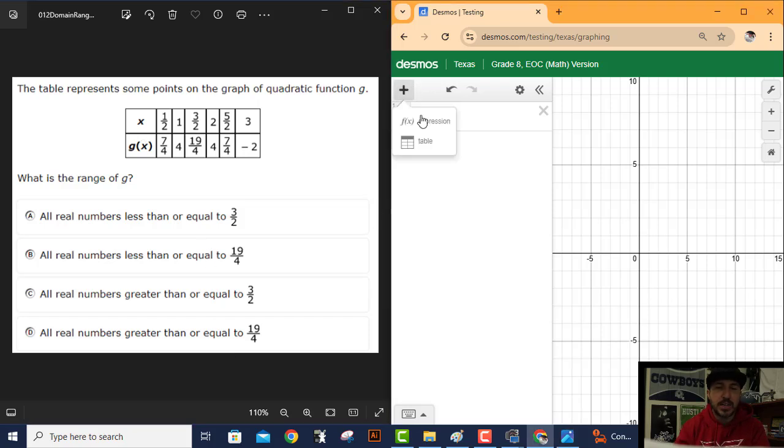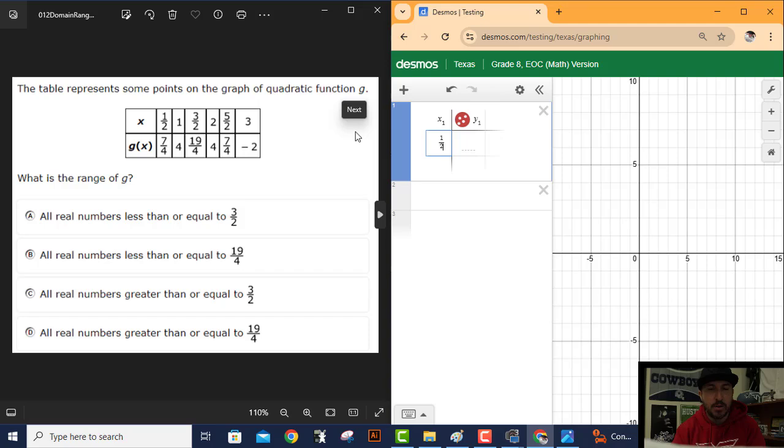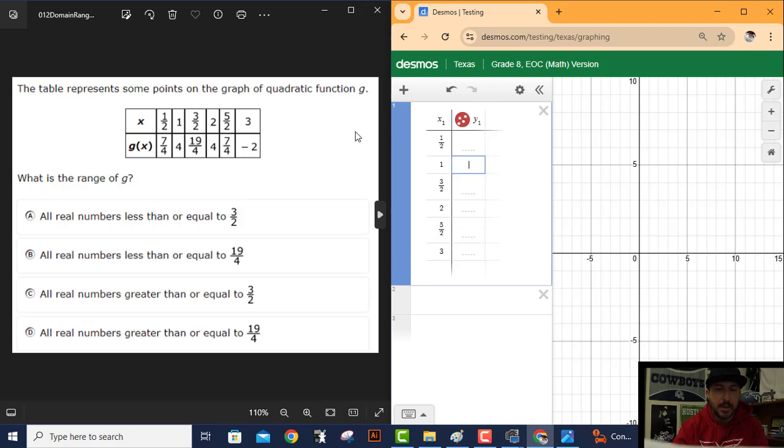So here you go, this one. I'm going to put all these points in as a table just to make sure. First one, 1 over 2. By the way, the x column is this first one, so you don't go 1 over 2 and then 1. You've got to go downwards. I got 3 over 2, and then 2, 5 over 2, and then a 3. Next column says 7 over 4, 4, 19 over 4, 4, 7 over 4, and then negative 2.